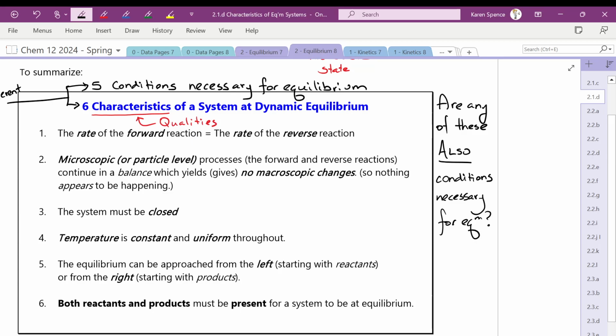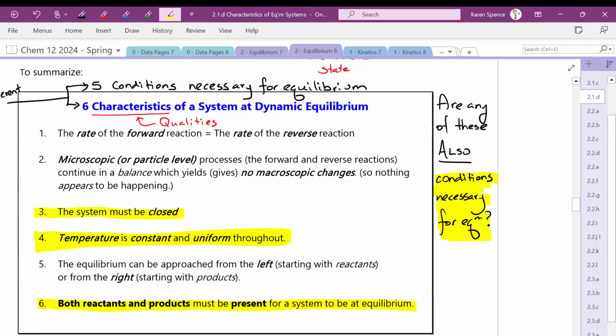Which ones are definitely also conditions necessary for equilibrium? Number 3 for sure. Okay, so I'm going to highlight them. System has to be closed. What else is absolutely necessary for equilibrium? 4, the temperature must be constant and uniform. And we also need 6, both reactants and products must be present.